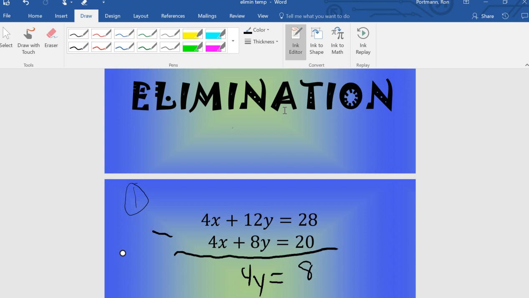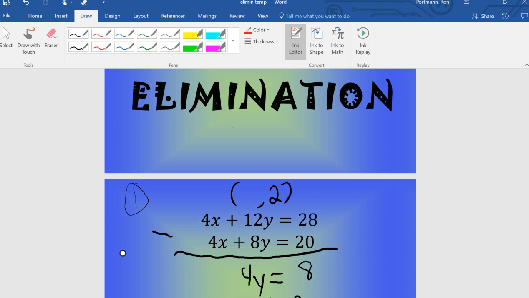Your y value is going to be 2. So let's put our ordered pair up here. The y value is 2. Make sure you put it in the second spot where the y value goes. Don't put it in where the x is. Now, how do we solve for x?